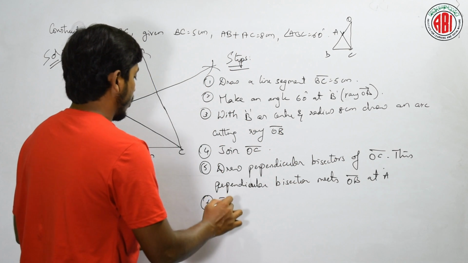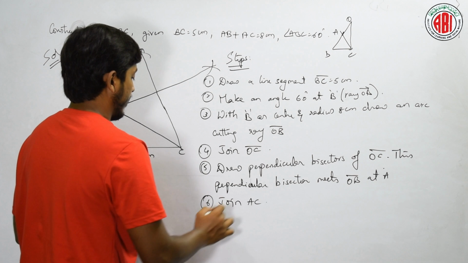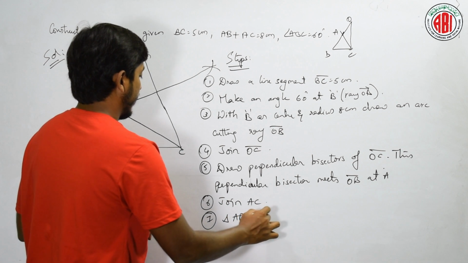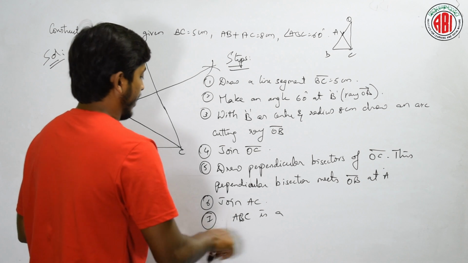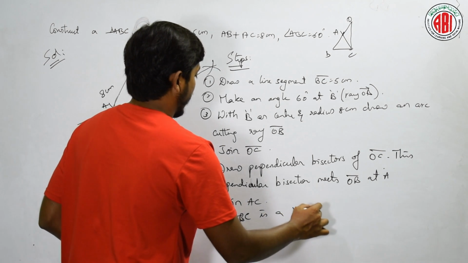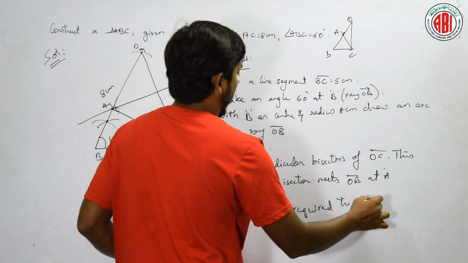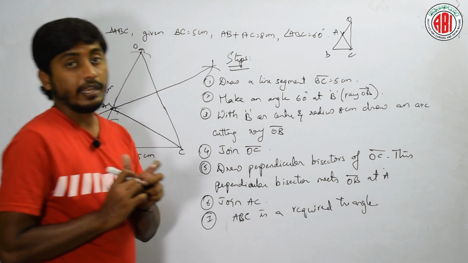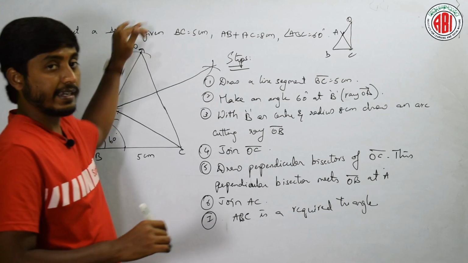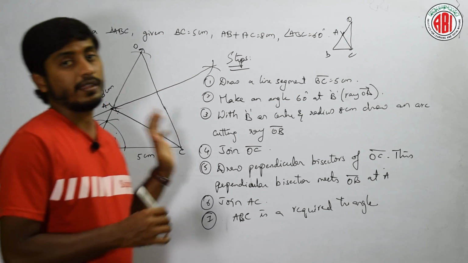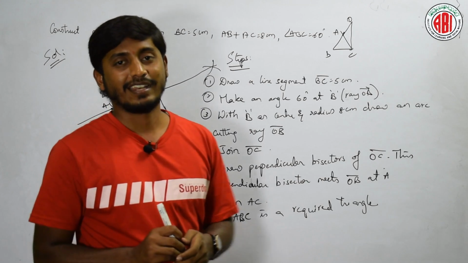Now, join AC. Therefore, triangle ABC is a required triangle. Clear? Do you understand? The only thing is this is extended, this is joined, perpendicular bisector, this touches here, you have to join them. Clear? Shall we move on to the next problem?